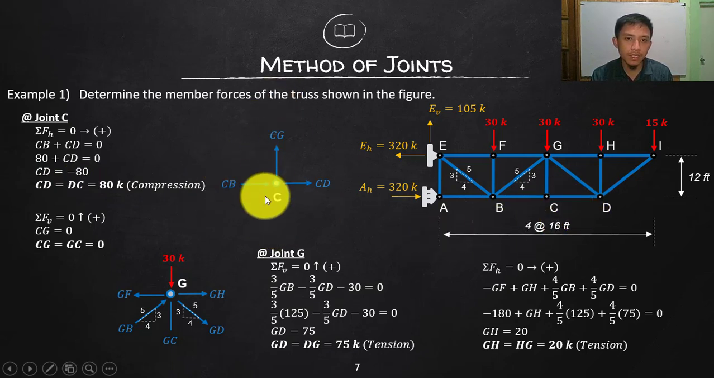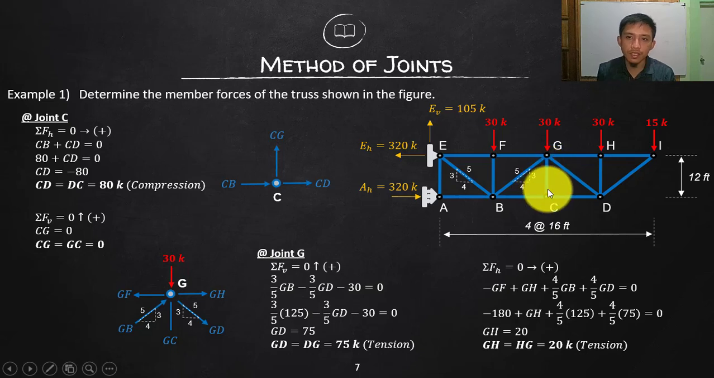And in summation vertical, there is nothing for us to equate with your CG, so that is 0. So CG and GC is 0. So another 0 member force, or 0 force member. So this is 0, it means it is not carrying any force.